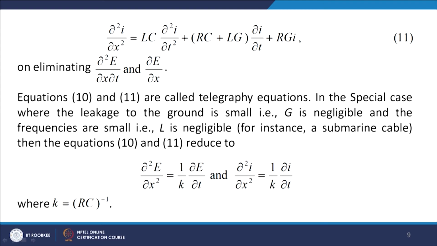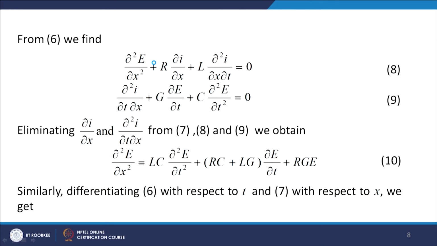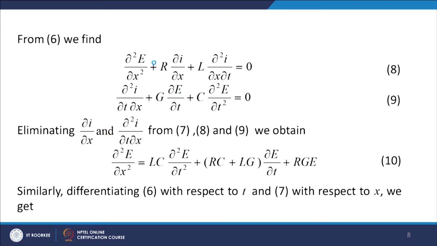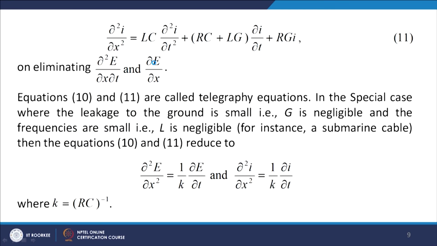When we eliminate the delta square E over delta x delta t and delta E over delta x, the procedure is exactly the same as we have done in this case. Just as we got the equation for the voltage E, we can get the equation for the current I on eliminating the second order derivative delta square E by delta x delta t and the first order derivative delta E by delta x.